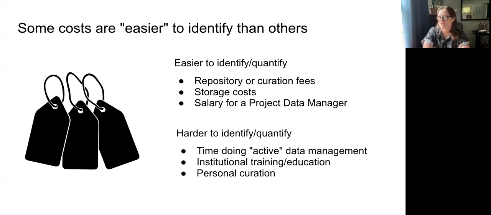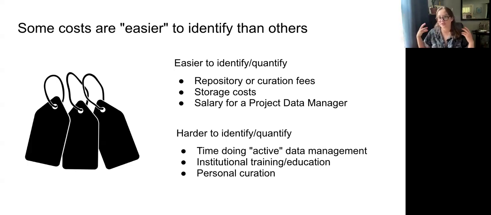I won't belabor that point, but I did want to end my section by noting that some costs are easier to identify than others. So it's much easier, in some ways, to write in the cost of a repository deposit process. That's a one-time fee that happens for this data set, and many repositories that charge costs will often have something on their website that says $20 per gigabyte or something. It's not that low. But then you can just write that into your plan. That's much easier than disentangling the costs when they go across the research lifecycle.